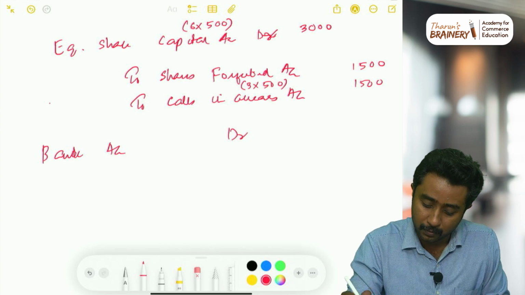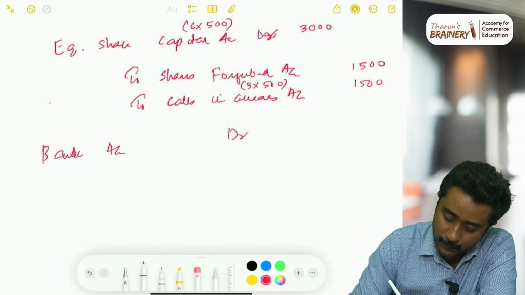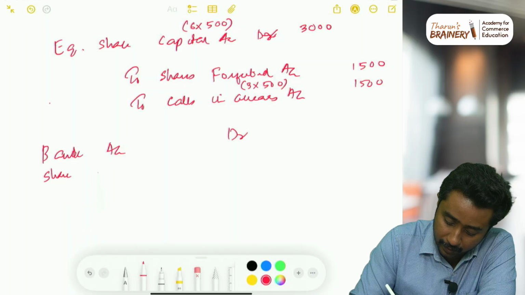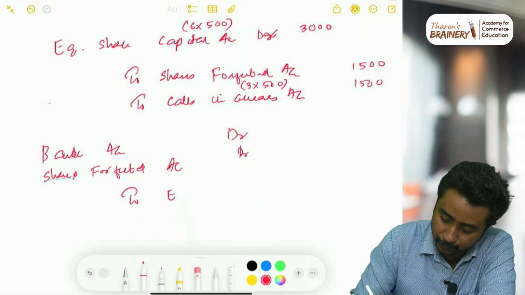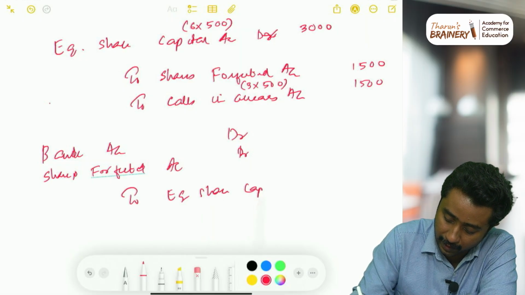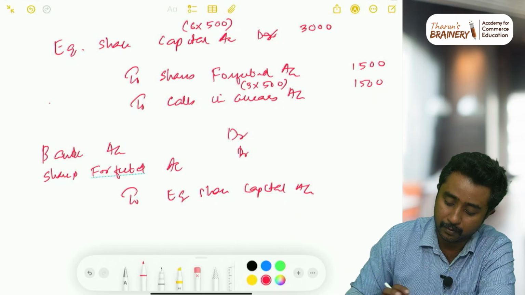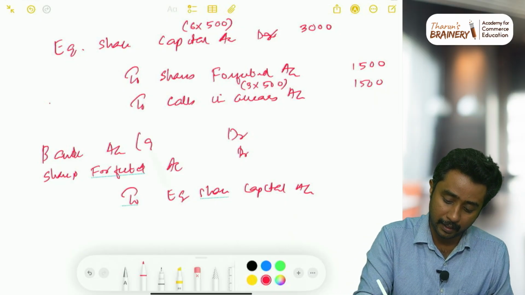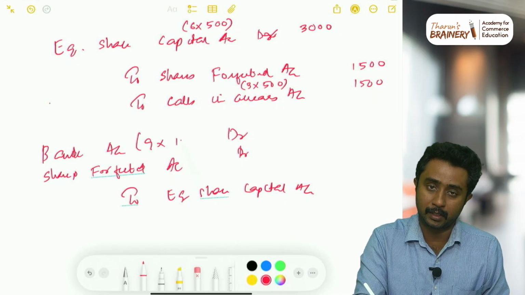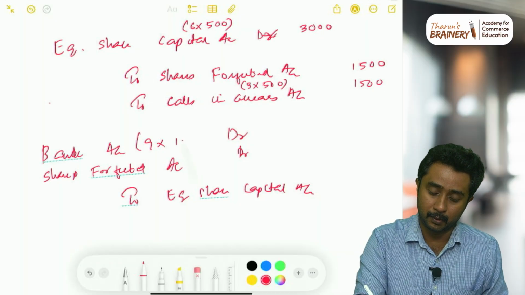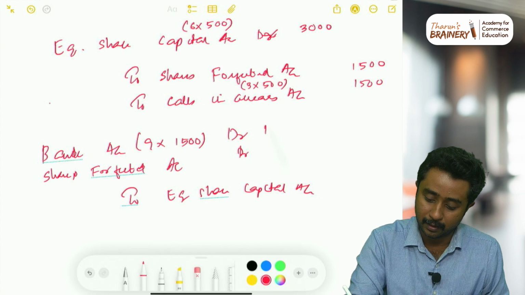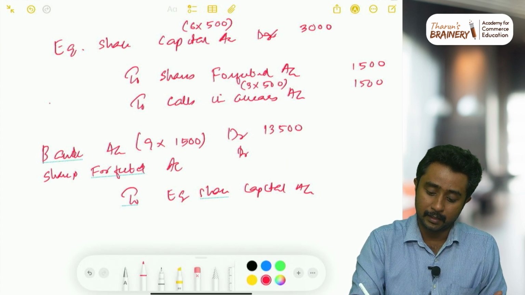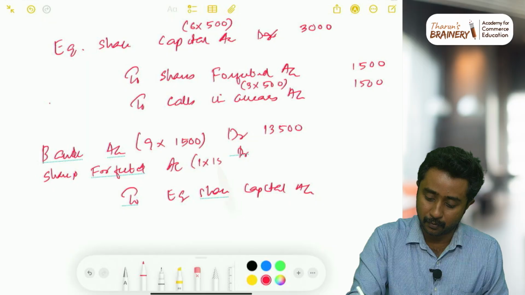Okay, so bank account debit, again we are doing the same entry. If you remember, shares forfeited account debit to equity share capital. When we discussed this entry before, we already discussed that bank we will get 9 rupees only. We are reissuing both Ramesh's and Suresh's shares. Ramesh's shares were 1000, Suresh's shares were 1500. So added together, 9 into 1500, we will be getting 13,500. Share forfeited account will be taking 1 rupee for each share.